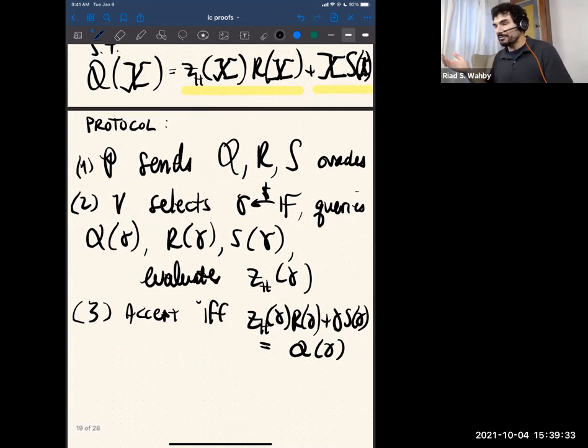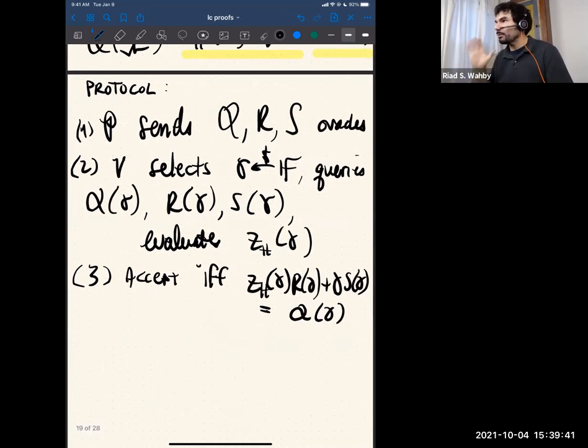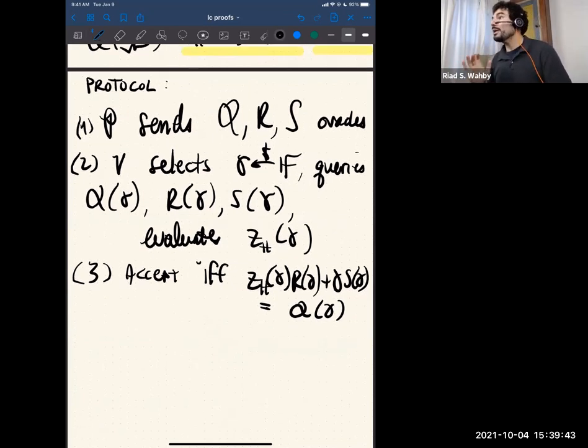The completeness comes from fact three, and the soundness comes from the polynomial identity testing. Okay, so now we have these three mini protocols, and now we're ready to build an IOP for rank one constraints. Okay. So before we can continue, any questions?